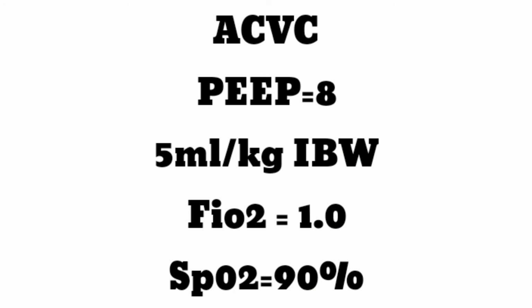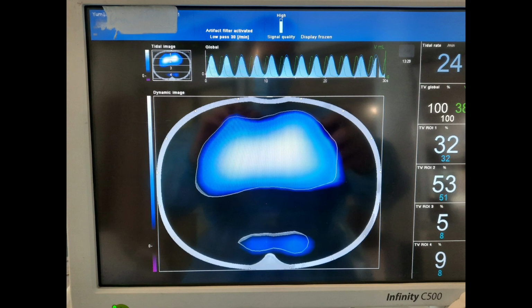So for this short video, the patient's on ACVC, PEEP of 8, 5 cc's per kilogram of ideal body weight, FiO2 requirement of 100, and the SpO2 at that time was 90%. We installed the Pulmovista 500, which is an electrical impedance tomography.